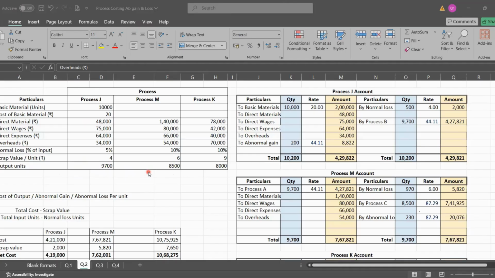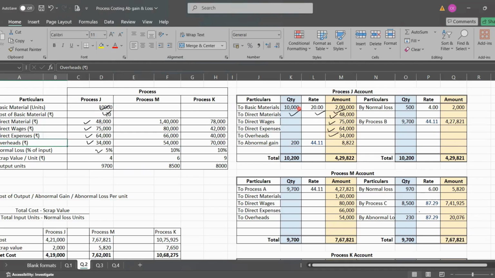In front of you, the question is already solved. We will just discuss how the amount should be posted in the respective process accounts. So we have to transfer all these values into the process J column. In process J, initially the quantity is 10,000 as mentioned. Then the amount is 2 lakh at rate rupees 20. It is given here, 10,000 at 20. After basic material, direct material, then direct wages, direct expenses, and overheads, all these amounts should be transferred here, just like our previous process accounts.